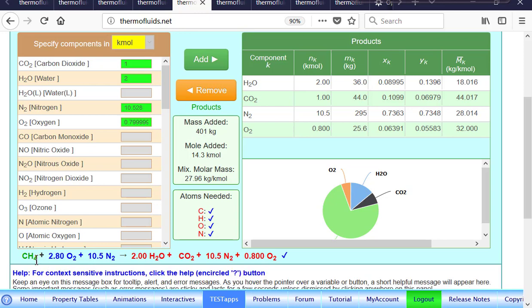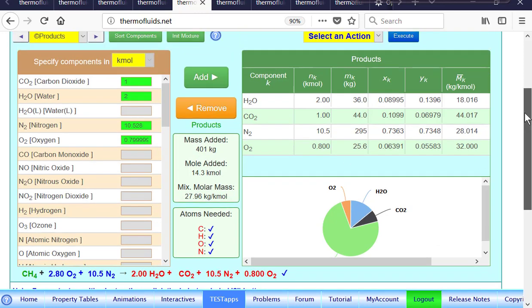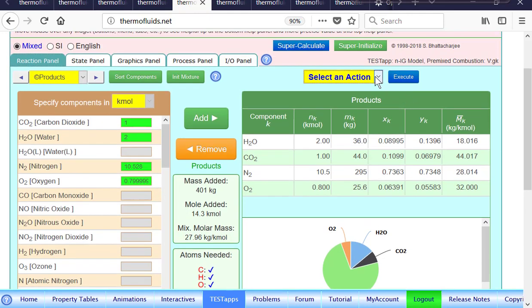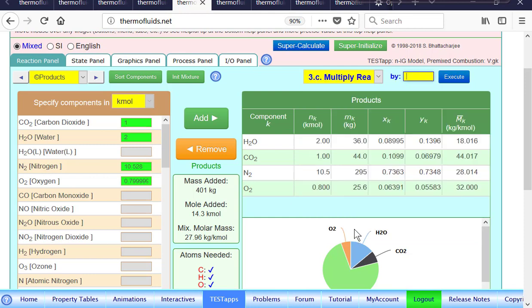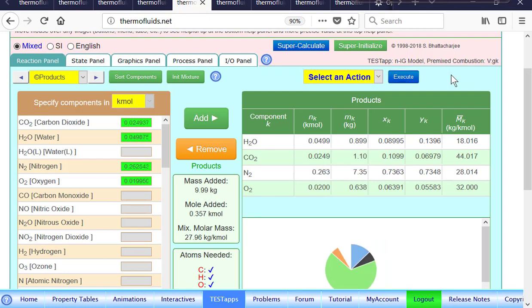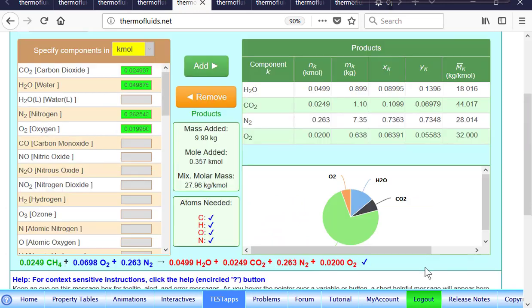So to set up the reactant's amount, we are kind of slave to the reaction here, but you can multiply the entire reaction by a constant. So 401 kg is there on the reactant side, so we can multiply the entire reaction by a factor. Suppose we have 10 kg, we multiply by 10 divided by 401. And if we execute now, you will see that the reaction has changed. You multiply both sides by a constant factor. So this is our new reaction.